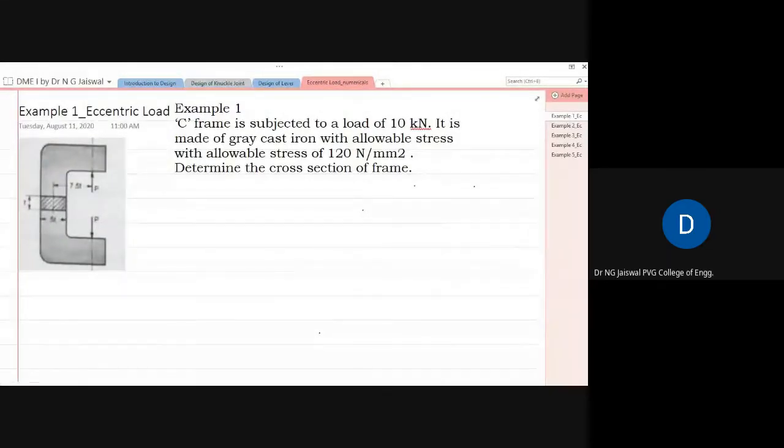Can you see the screen? Yes, sir. How much time should I wait now? 2 minutes, 2, 3 minutes. I will wait again. Very few students have joined so far.